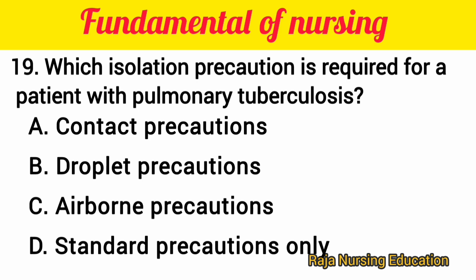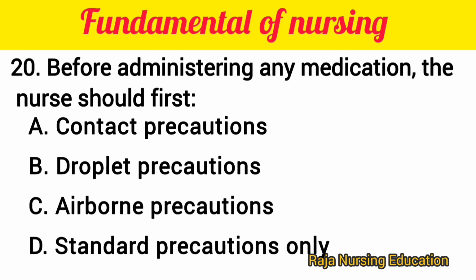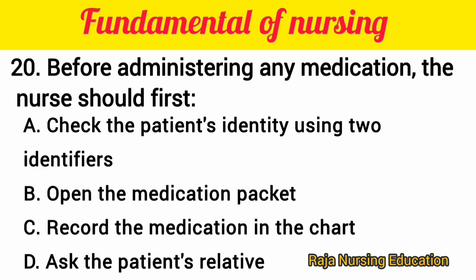Which isolation precaution is required for a patient with pulmonary tuberculosis? The answer is C. Airborne precautions need to be taken in case of pulmonary tuberculosis. Before administering any medication, the nurse should first. The answer is A. Check the patient's identity using two identifiers.